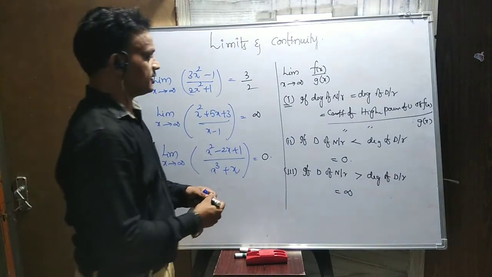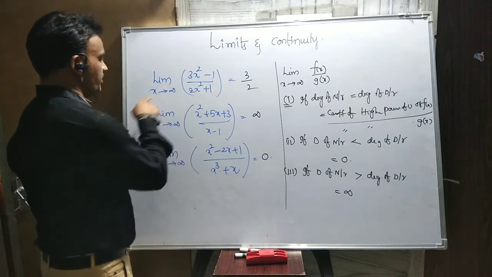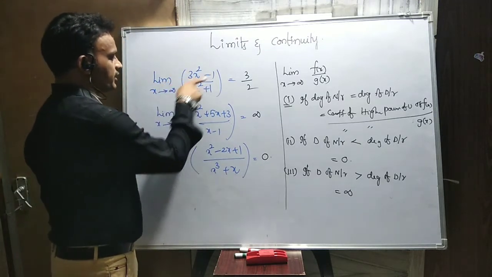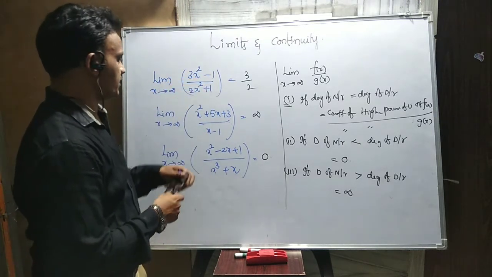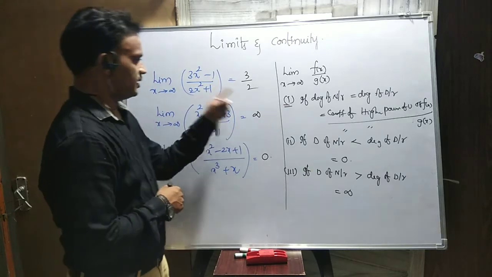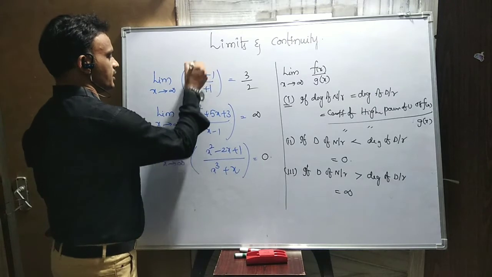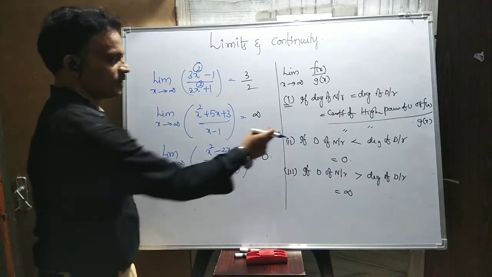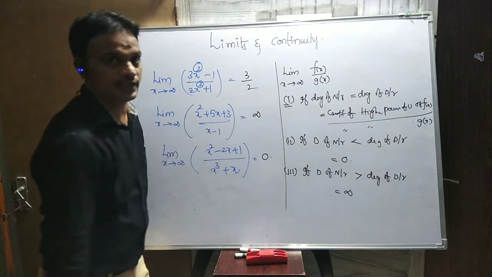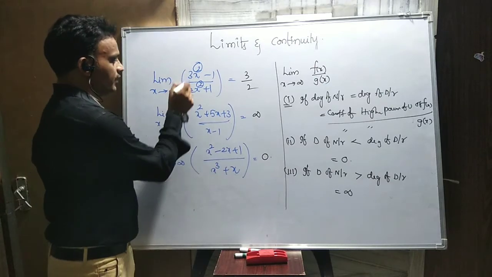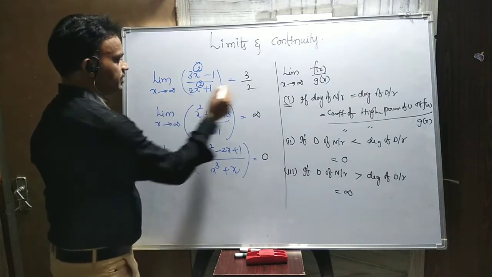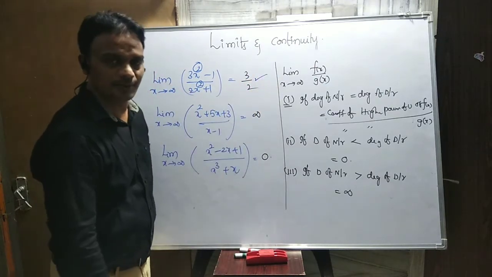Coming to the first problem: limit x tends to infinity of 3x square minus 1 by 2x square plus 1. The degree of the numerator is equal to the degree of the denominator, and the degree is 2. So the answer is the ratio of the coefficients of the highest powers, which is 3 by 2. That's it, a very simple problem.